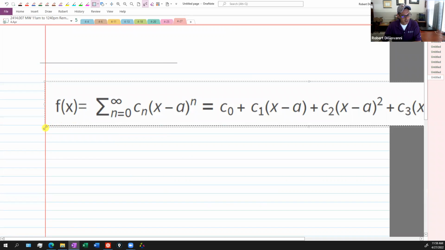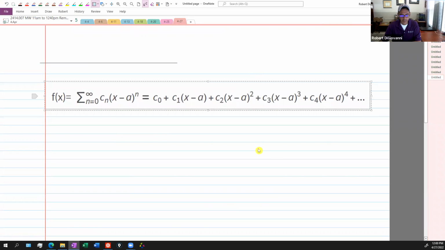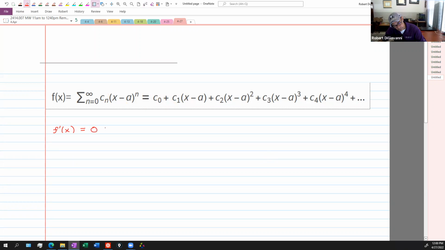Okay, so let's say this is a generic power series right here, and I would like to know what the derivative of this is, assuming that the function exists on some interval. Let's start with the first term, c sub 0. That's a constant, right? Derivative of a constant is 0. Plus, now we have a constant in front of x minus a.